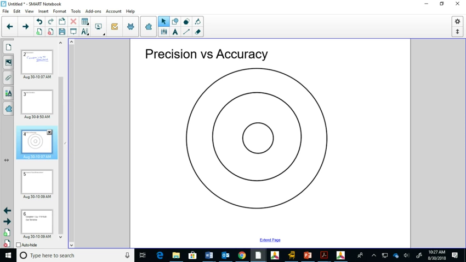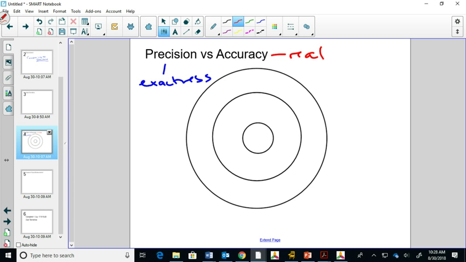So that's precision. So what about accuracy? What's accuracy then? If you flip over to page 16. With the real value. Okay? So precision is exactness. And accuracy is with the real value. Okay? So let's say we're measuring height.